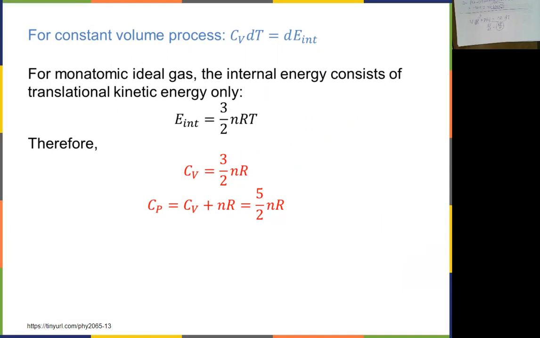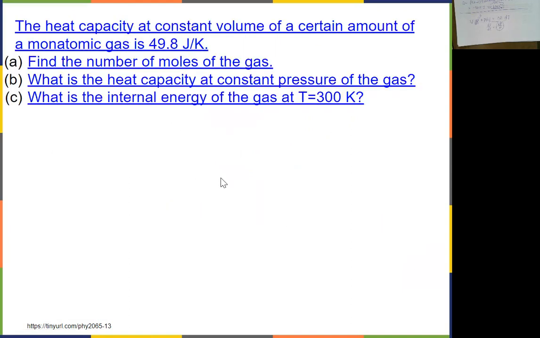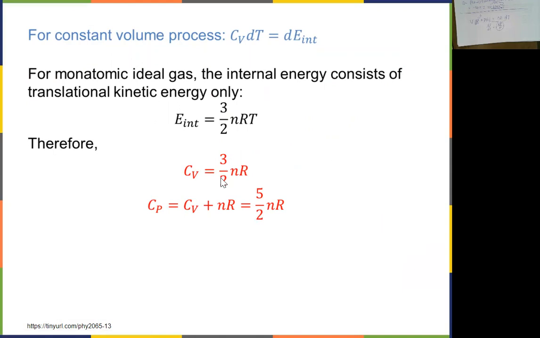Okay, so this is for the monatomic ideal gas. All right. So if a problem tells you you have a monatomic ideal gas, then you realize that this C sub V should be equal to 3/2 of nR. C sub P should be 5/2 of nR. Okay.